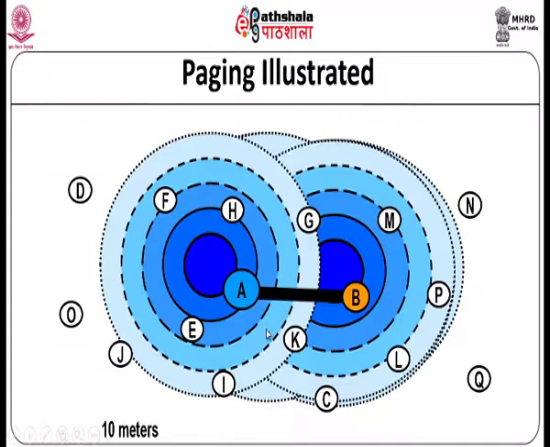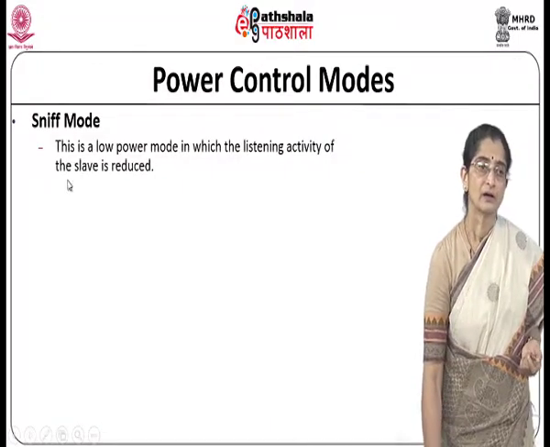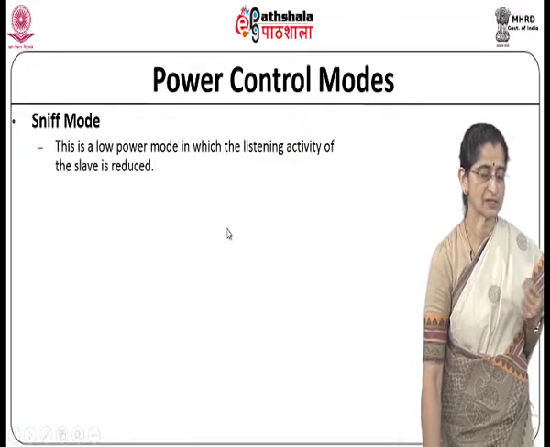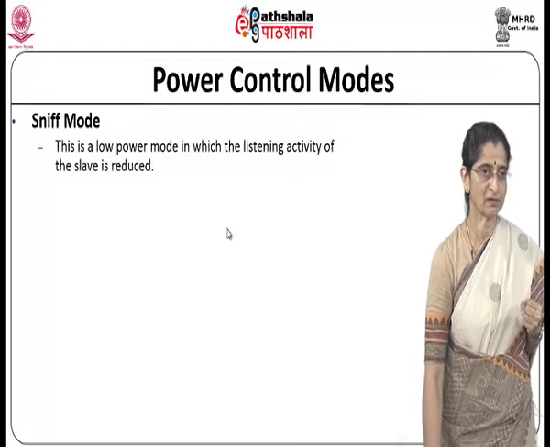So this is just an example of paging. You can see that once the paging messages are sent out, the response will be sent back. Let's say for instance A and B are getting connected here. So that's what we are trying to show over here. Now, we said that power is a very important aspect, because Bluetooth is meant to be a low power protocol.